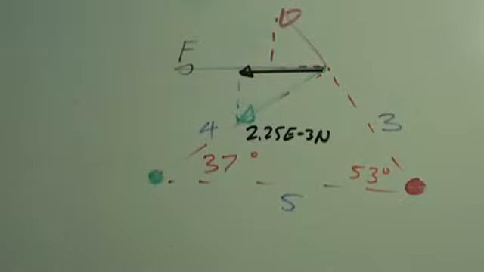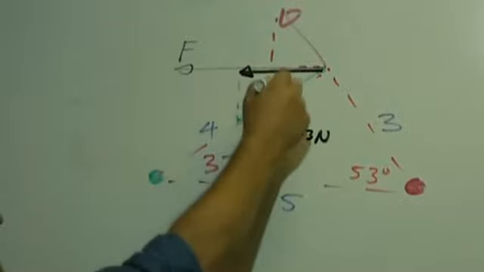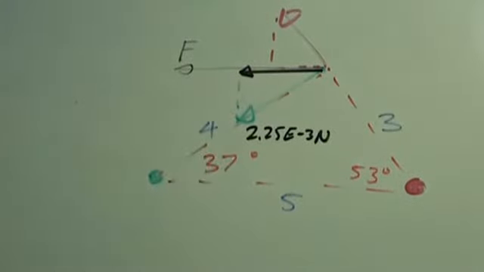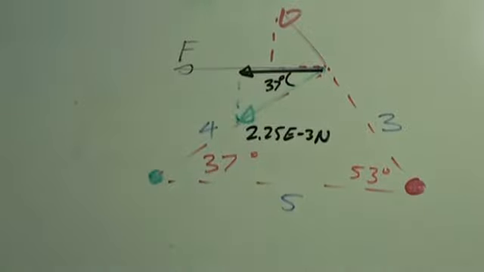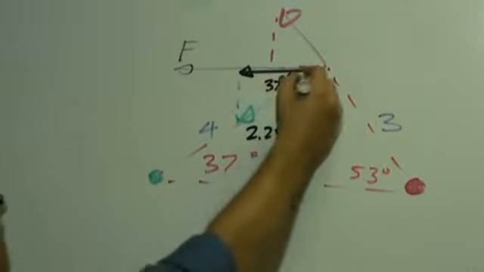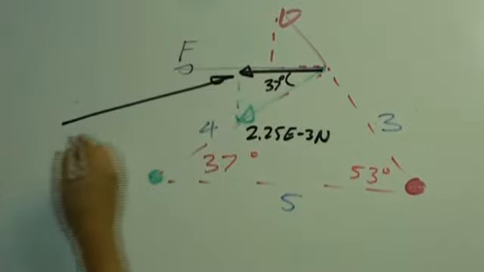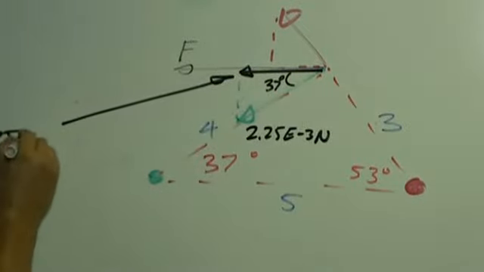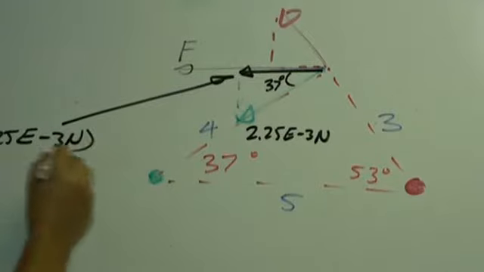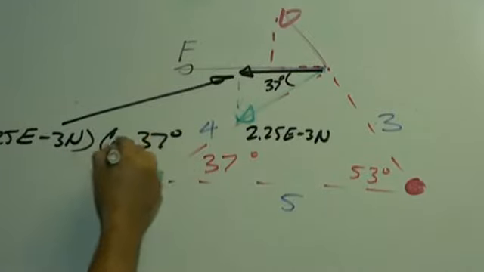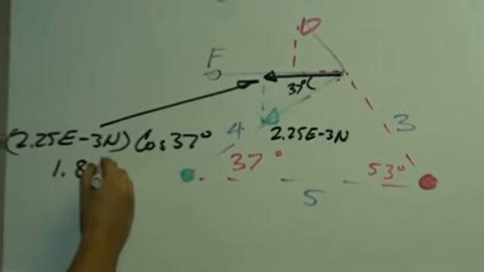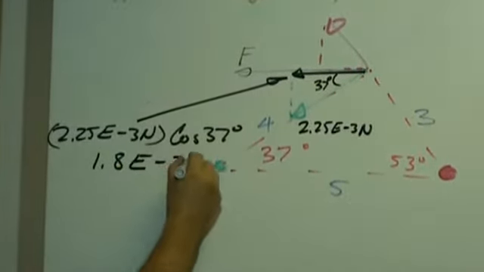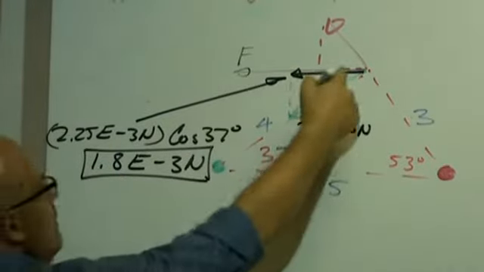So we need an angle and we need a sine or a cosine. Give me an angle and a sine or a cosine to give us this one. Most students will pick that 37. So what we want right there is 2.25 e to the negative third newtons times the cosine of 37 degrees. And that turns out to be 1.8 e to the negative third newtons. So that is this one.